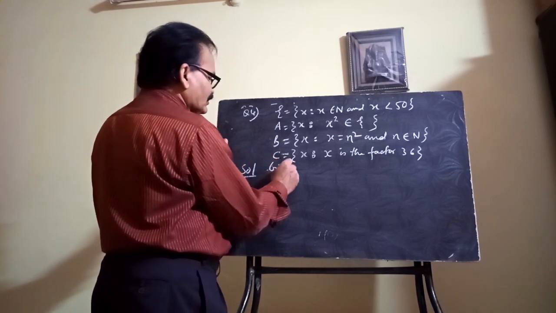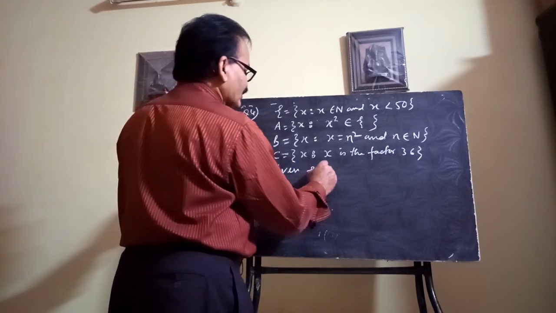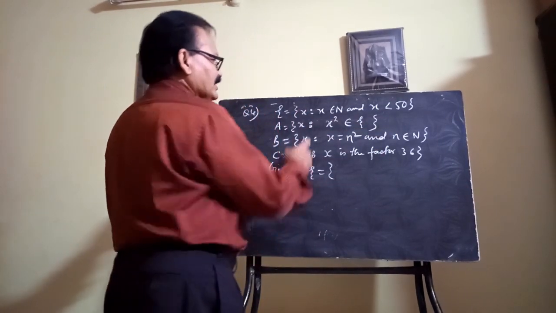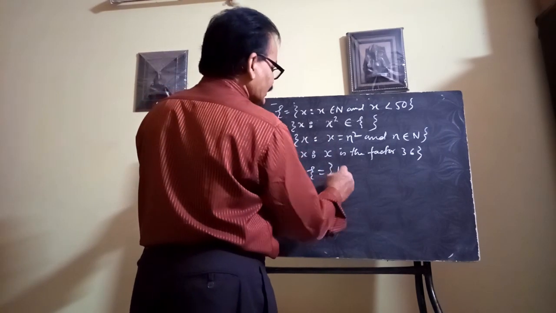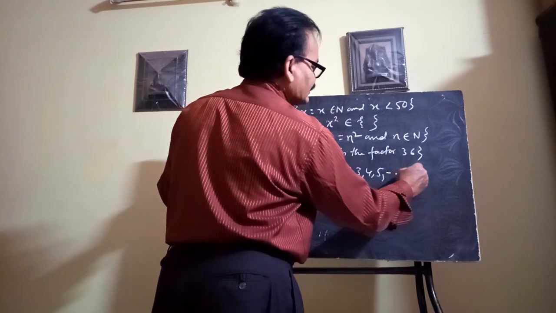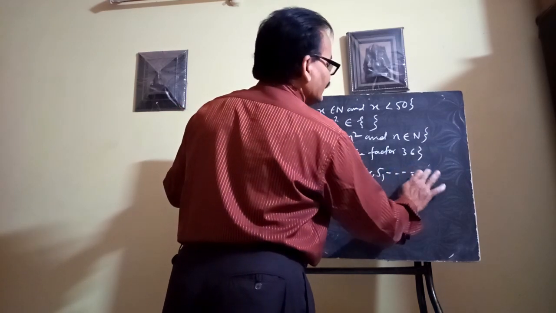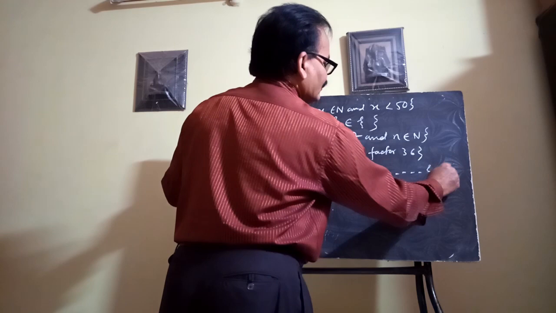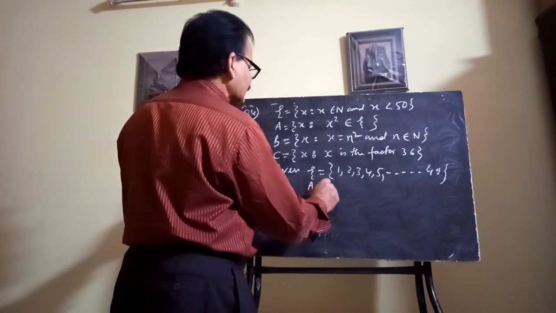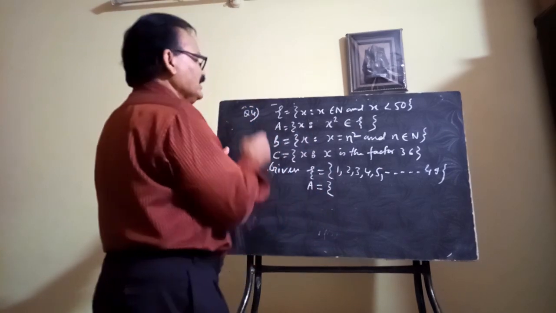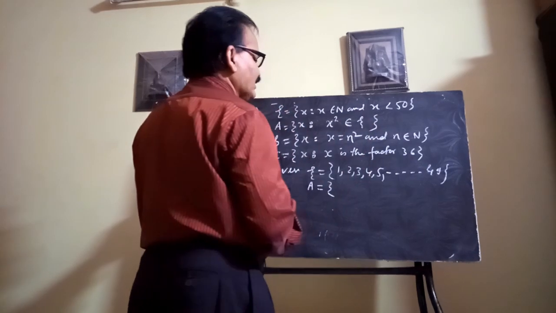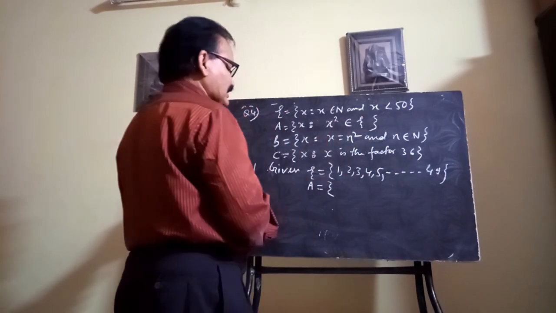So in this case, in the solution, you have to write the given part. Given is your universal set of elements x such that x is less than 50 and x is a natural number. That means it starts from 1, 2, 3, 4, 5 and goes till less than 50, meaning 49. Up to this much is your universal set. Now set A is the set of x such that x square belongs to the universal set.